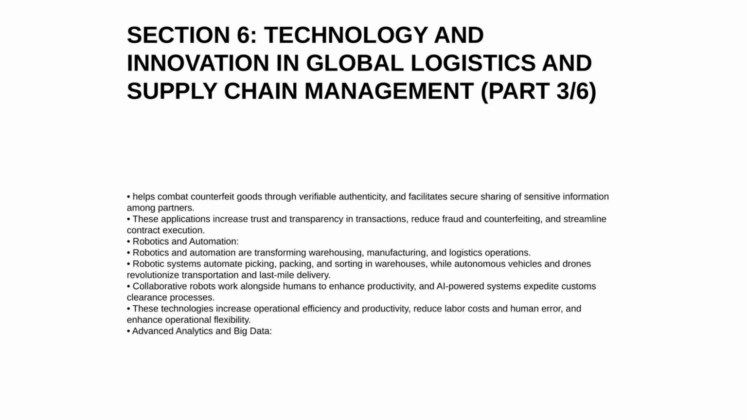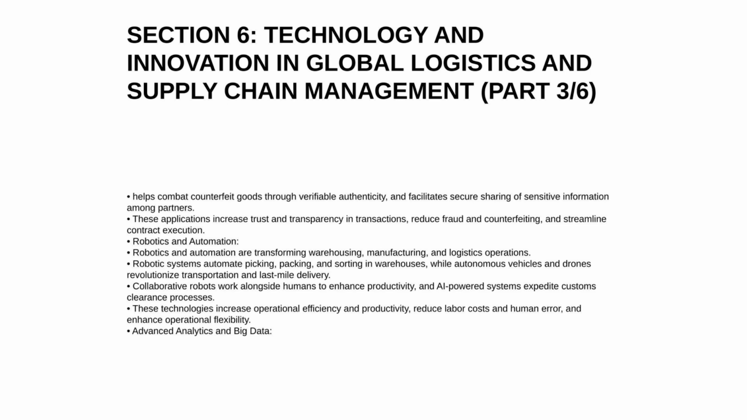Robotics and automation. Robotics and automation are transforming warehousing, manufacturing, and logistics operations. Robotic systems automate picking, packing, and sorting in warehouses, while autonomous vehicles and drones revolutionize transportation and last-mile delivery. Collaborative robots work alongside humans to enhance productivity, and AI-powered systems expedite customs clearance processes. These technologies increase operational efficiency and productivity, reduce labor costs and human error, and enhance operational flexibility.